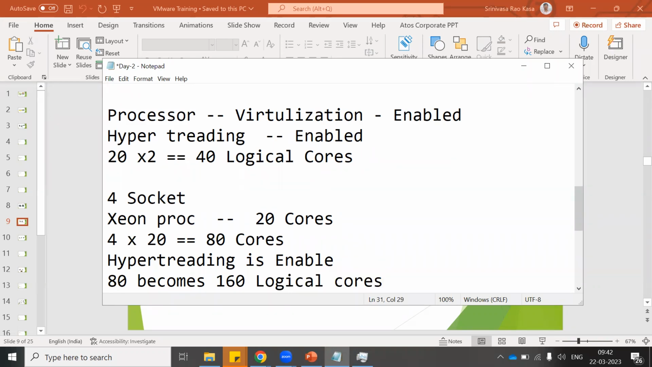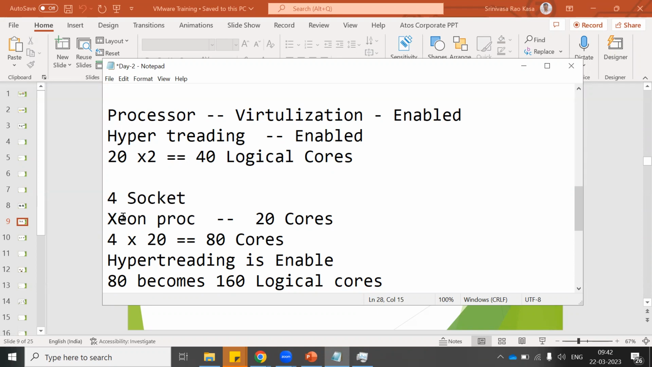Any doubt? Yeah, I think I'm getting confused. So you said 4-socket on the motherboard, right? Yes. The Xeon processor supports 20 cores. What does 20 cores mean? Can you explain? I think I lost that.